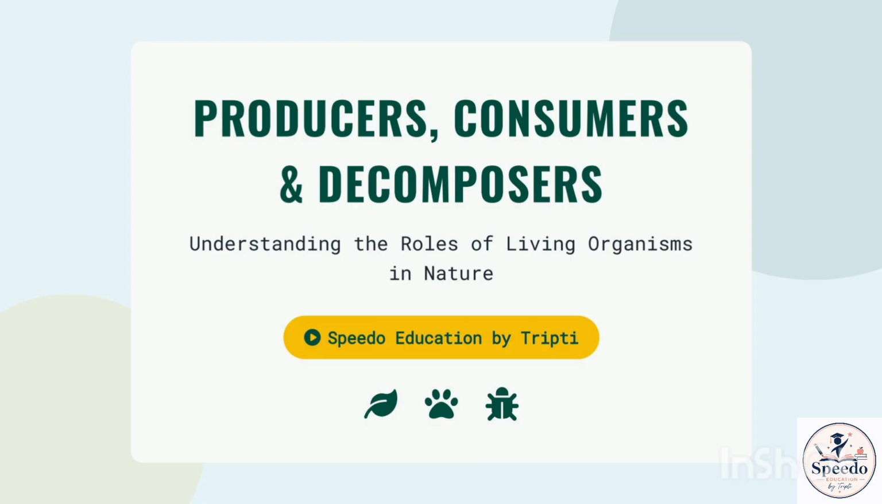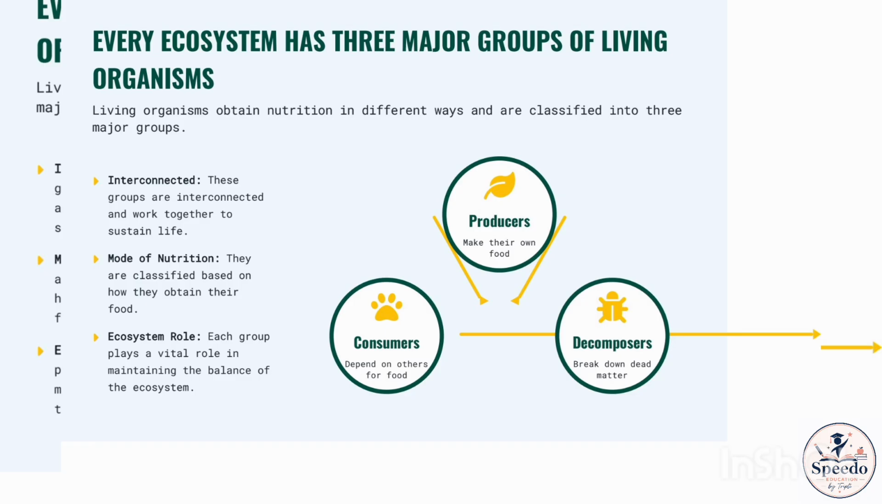Some organisms prepare food, some obtain food by eating other organisms, while others break down dead organisms and recycle nutrients back into the environment. Based on the way they obtain food, scientists divide living organisms into three major groups: producers, consumers, and decomposers. Together, these three groups ensure that energy flows through the ecosystem and nutrients are continuously recycled. Without any one of these groups, the ecosystem would become unbalanced, making life difficult or even impossible.